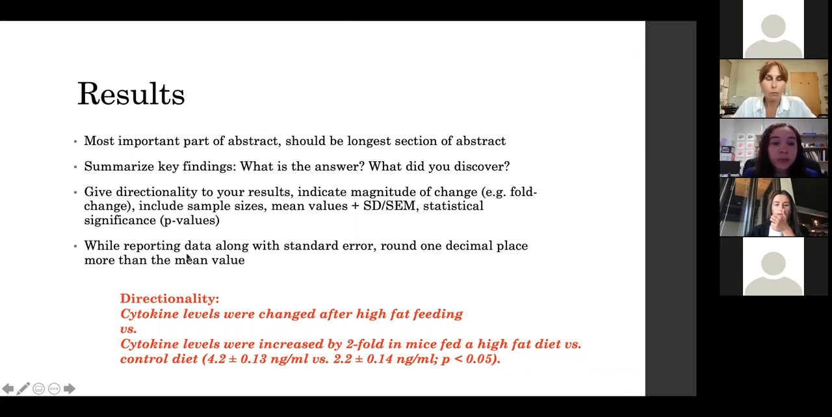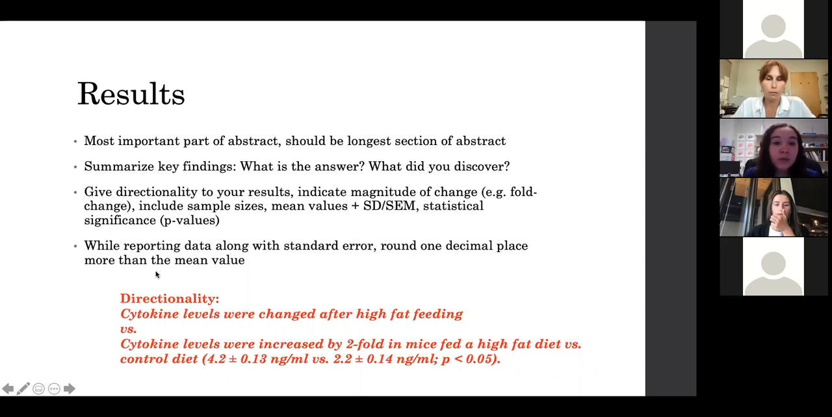So here it's important to notice two different ways that we can describe our results. In the first example, we have a very brief and not detailed format to describe the data. We have here: cytokine levels were changed after high fat feeding. Okay, we know that the levels were changed, but it doesn't bring too much information. We don't know exactly what happened in this study. So we have a better example here.